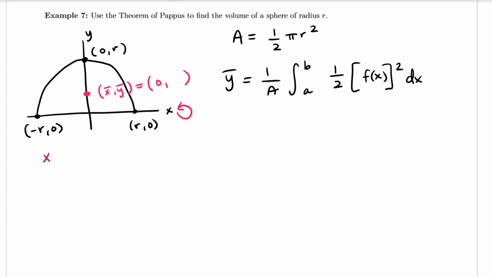So I know that the equation for a circle is x squared plus y squared equals r squared. If I solve this for y, I would get plus or minus the square root of r squared minus x squared, but because we're only looking at the upper half of the circle, I could just rewrite it as y equals the square root of r squared minus x squared.